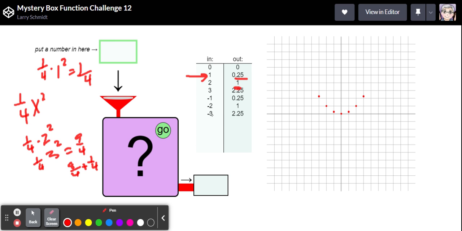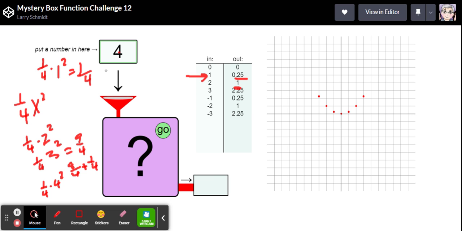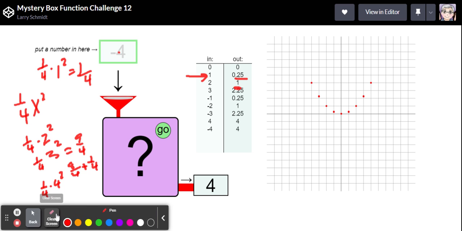I want to try one more point of prediction. What would we get if we put a 4 in here? So it would be 1/4 times 4 squared. Well, 4 squared is 16, and you multiply that by 1/4, same as dividing by 4, you'd get 4. So if I put in a 4, I should get a 4 out. And there it is, beautiful. And if I put in a negative 4, I should get a 4 out as well. Awesome.